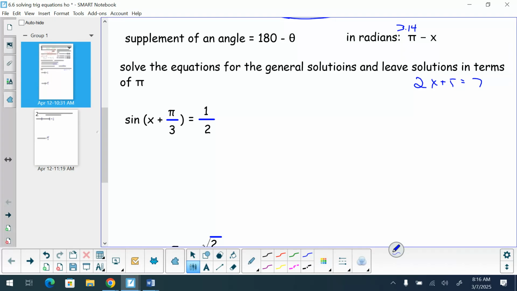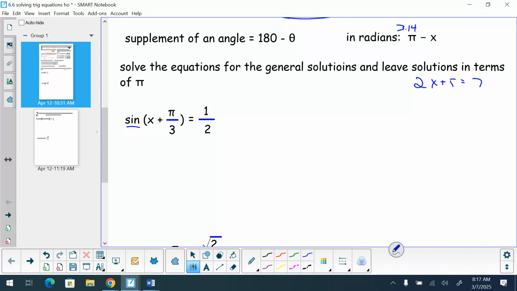But when we have sine of x plus pi over 3 is equal to 1/2, we have to get rid of the things associated with the value of x. Well, what's associated with the value of x is you have a plus pi over 3, and then we have the sine. Well, we can't deal with the problem like we did with our first equation by subtracting 5 and dividing by 2, because the sine is connected to everything and groups everything inside the parentheses. So the first thing we need to get rid of is the sine.